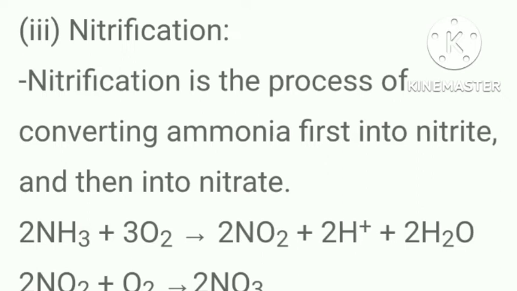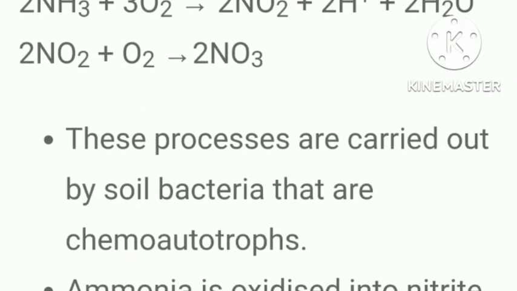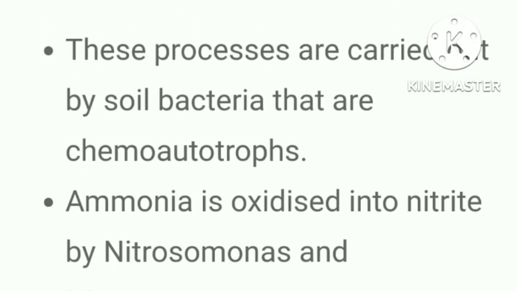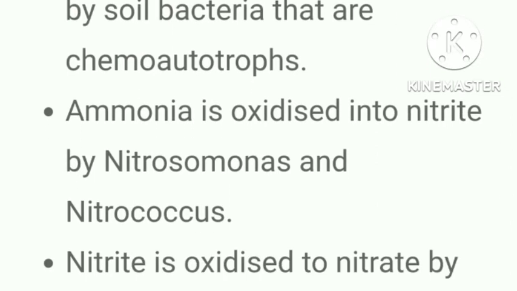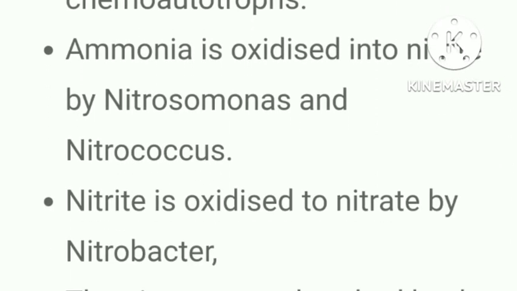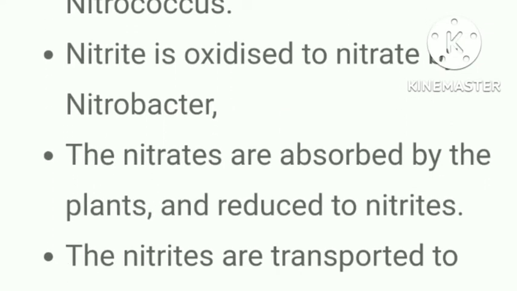2NH3 + 3O2 gives 2NO2 + 2H+ + 2H2O. 2NO2 + O2 gives 2NO3. These processes are carried out by soil bacteria that are chemotrophs. Ammonia is oxidized into nitrite by Nitrosomonas and Nitrococcus. Nitrite is oxidized to nitrate by Nitrobacter.